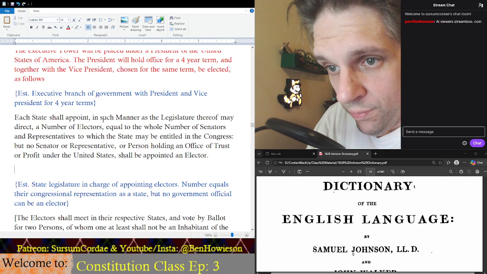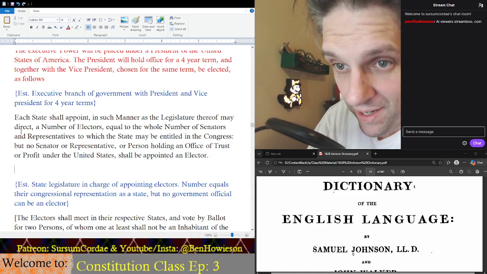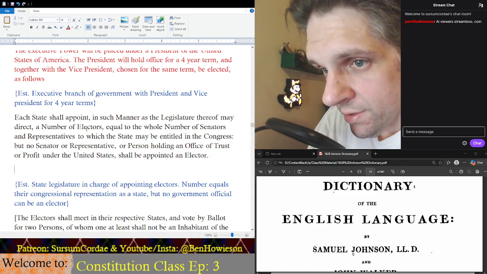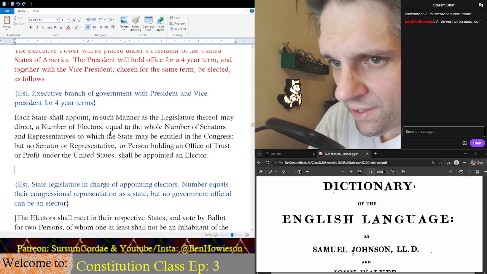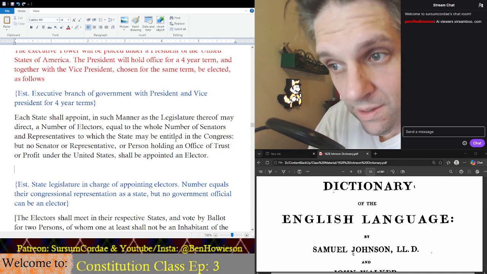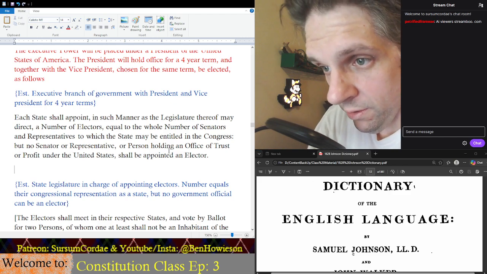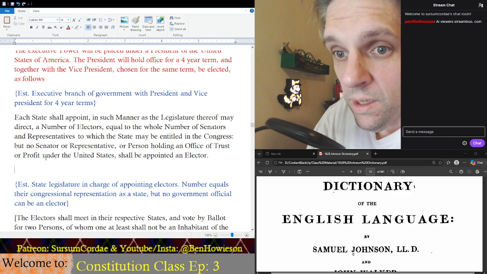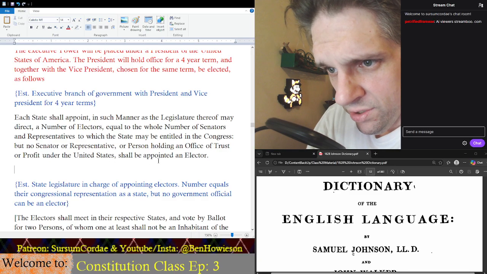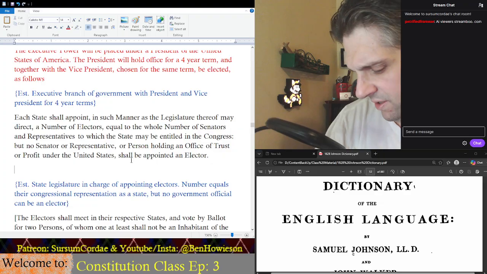Each state shall appoint, in such manner as the legislature thereof may direct, a number of electors equal to the whole number of senators and representatives to which the state may be entitled in the Congress. But no senator or representative or person holding an office of trust or profit under the United States shall be appointed an elector. Trust or profit, right?